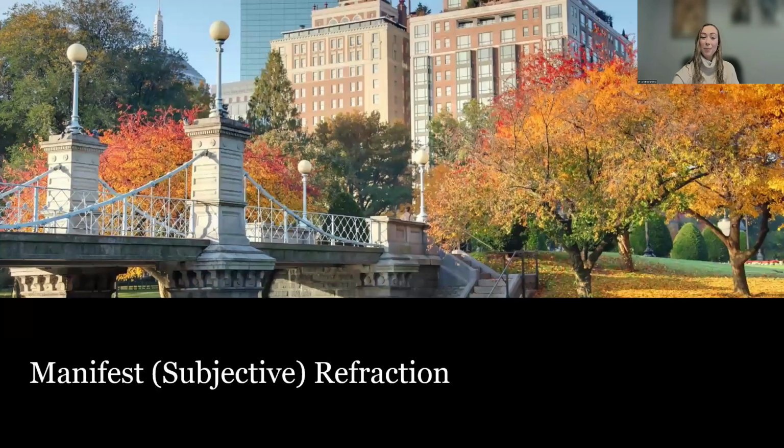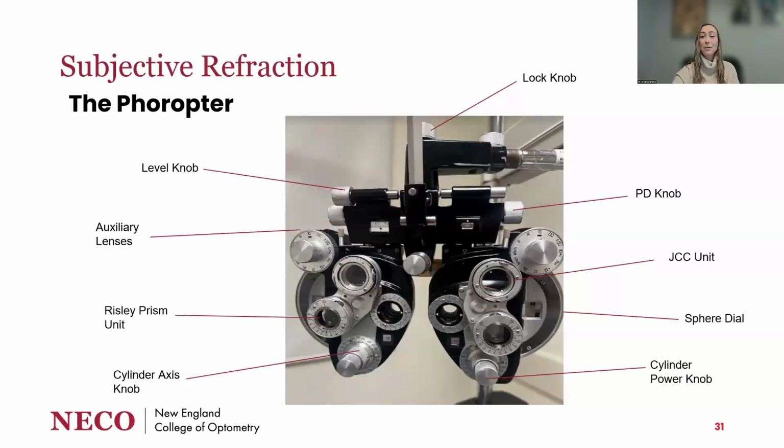We'll now be moving into manifest or subjective refraction techniques. This is an overview of our phoropter, where you can see a variety of knobs. We see our lock knob right up top so that it's nice and stable in front of our patient. One important knob is the PD knob so that we can add in the correct distance between our pupils for our patients and get the most accurate results.